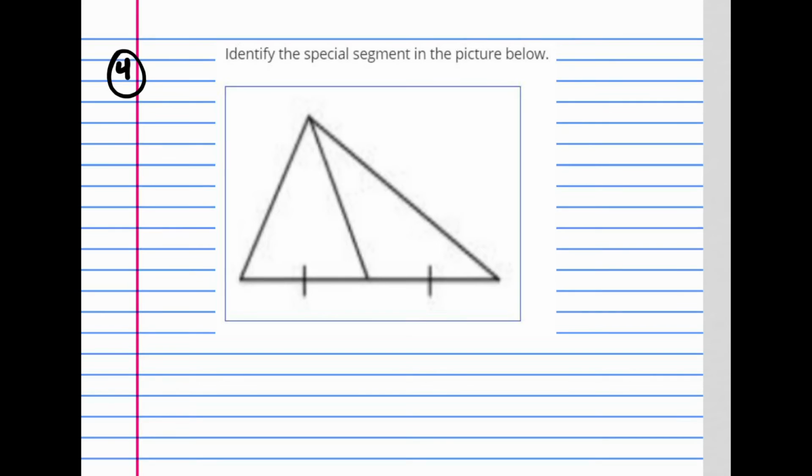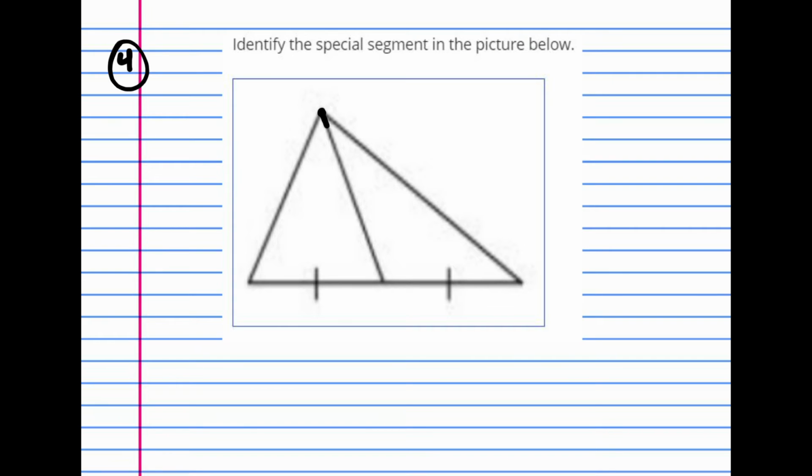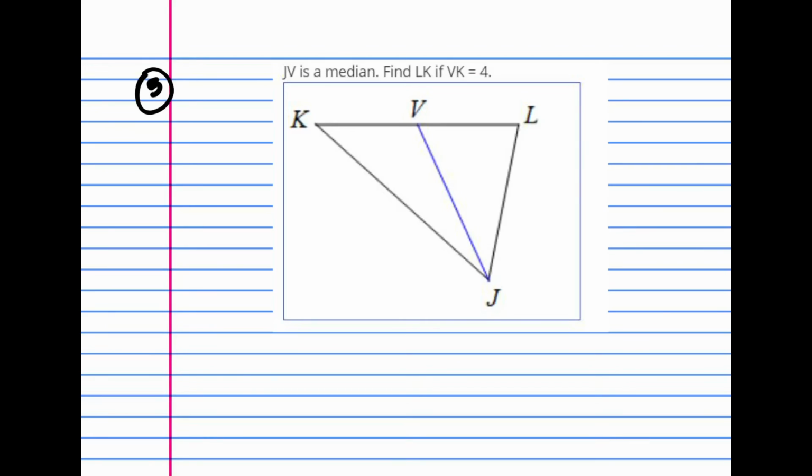So our last one that just deals with vocab and identifying, we have identify the special segment in the picture below. This one starts at a vertex, goes across, and it cuts the other side in half. It goes to the middle of the side. That should tell you right there from the word middle that this is a median. So for 5 and 6, I tell you that JV is a median. So I'm going to go ahead and draw it in red in case you don't know what JV is. Remember that a median starts at the vertex and it cuts that side in half.